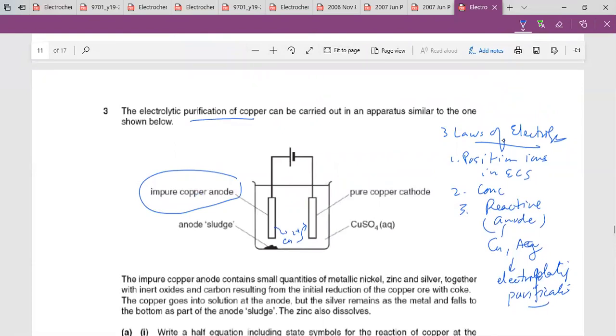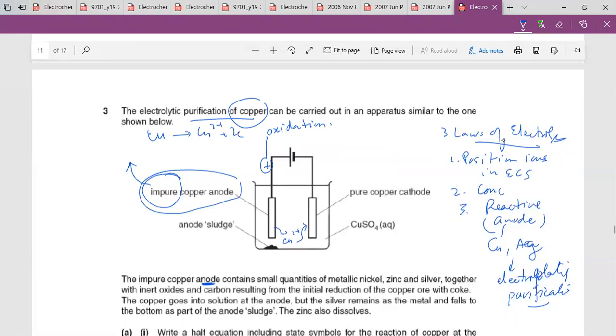That means the copper here is impure. It means you've got other things here. What are the other things? See here, the impure copper must be the anode. Why? Because at the anode, oxidation occurs. That means copper is going to be oxidized, coming up as Cu2+ and electrons.